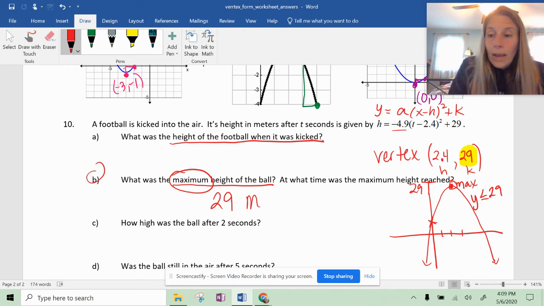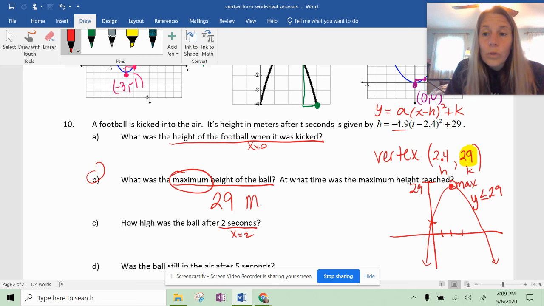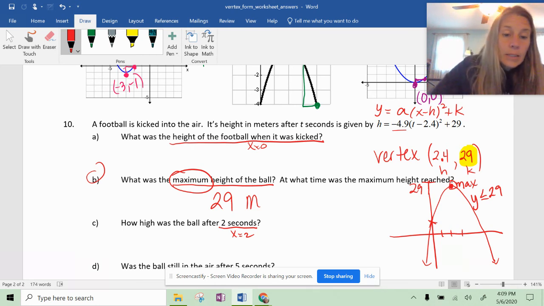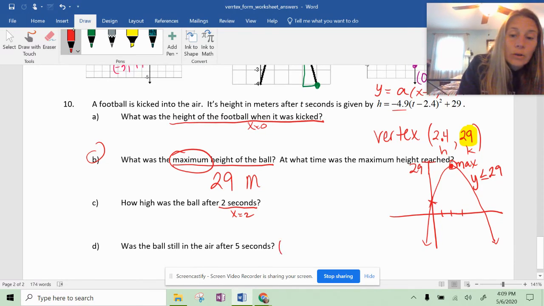How high was the ball after 2 seconds? Now, these are where we're going to plug in numbers. T equals 2. For here, when it was kicked, that would be t equals 0. So we can plug those numbers in and do that. And then the last part says, was the ball still in the air after 5 seconds? So then you're going to do t equals 5 and see what you get.